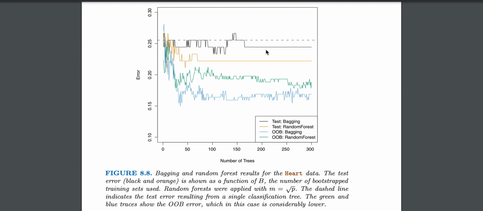Here we see the test error of bagging, and here we see the test error of random forest. And we see random forest has a smaller test error.